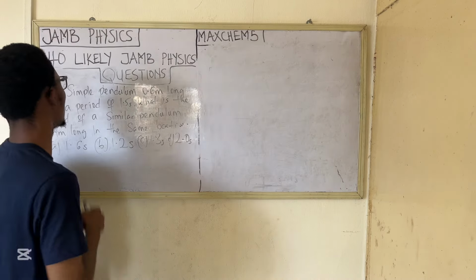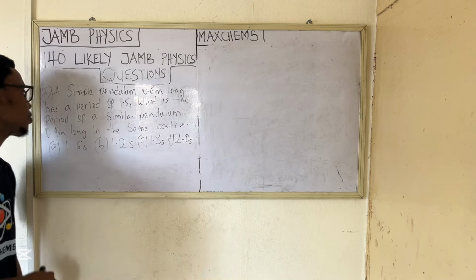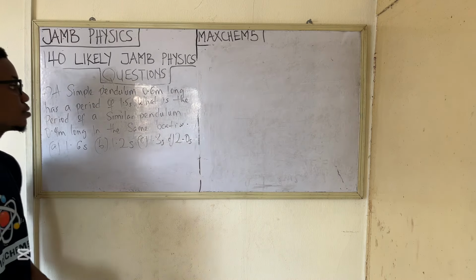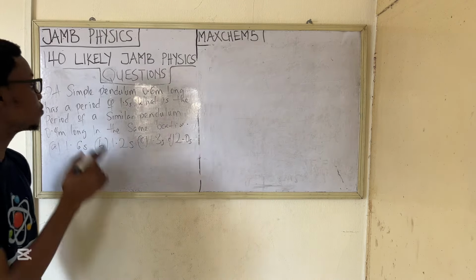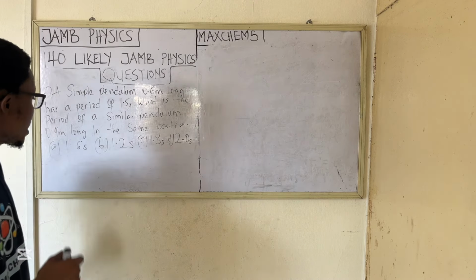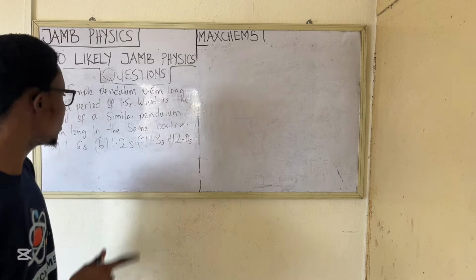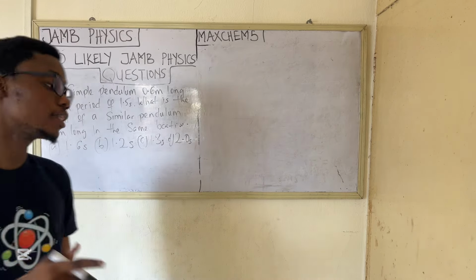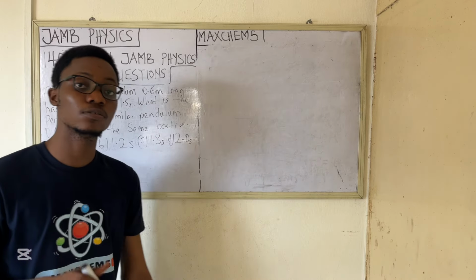Question 7. A simple pendulum 0.6 meter long has a period of 1.5 seconds. What is the period of a similar pendulum 0.5 meter long in the same location? A, 1.6 seconds. B, 1.2 seconds. C, 1.3 seconds. D, 2.0 seconds.